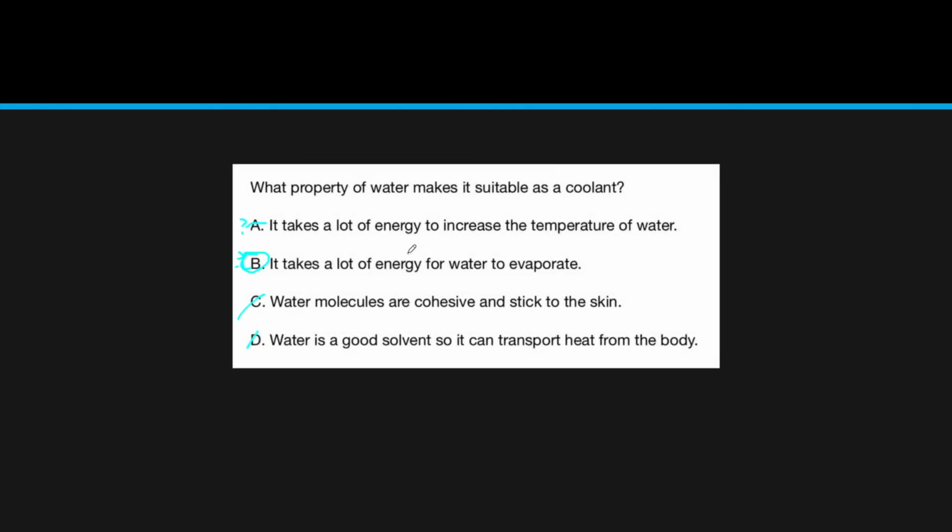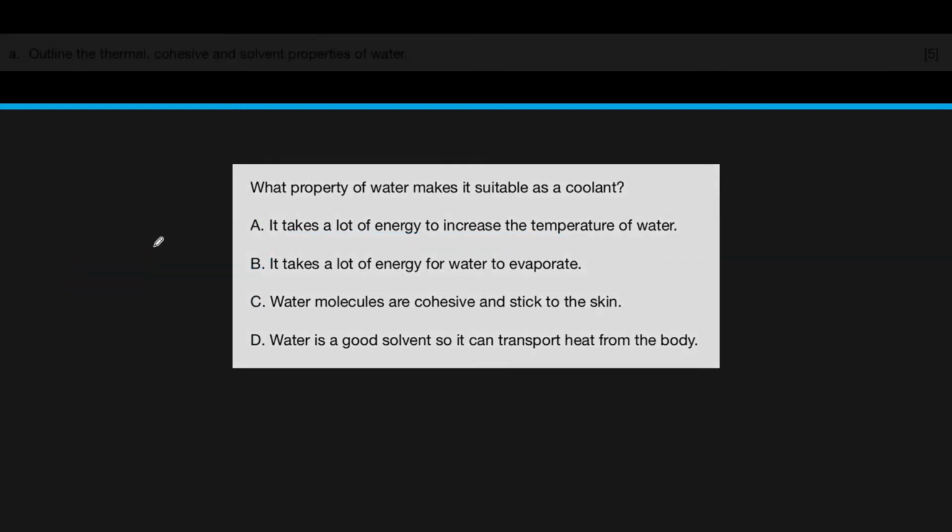And it's worth noting here that it takes the heat with it. If you notice here, with increasing the temperature of water, the heat is kind of still in the system. But if we have a body here, just say this is a person, and this water is evaporating, it's going to take that heat with it.